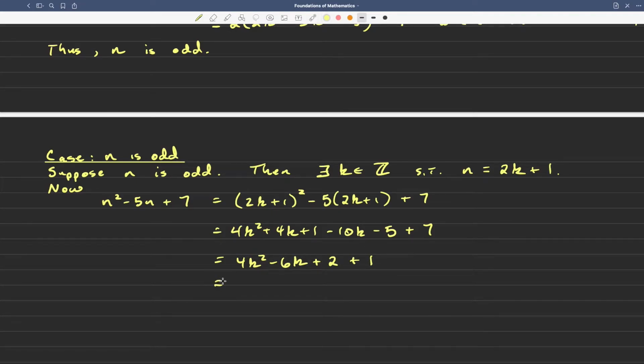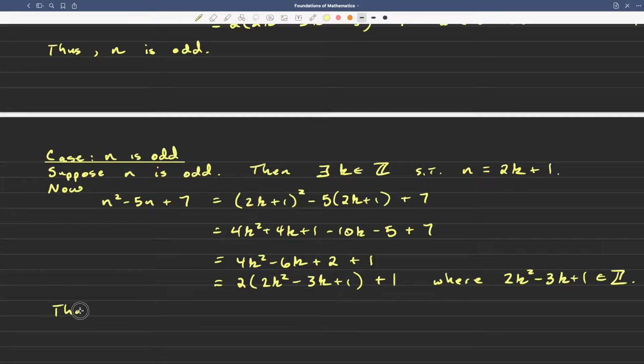And then I can factor a 2 out of those first three terms to write it in the form 2 times 2k squared minus 3k plus 1. And then I have a plus 1. And I'm going to point out that the term in the parentheses there is, in fact, an integer. And now we can see that our expression is odd again.